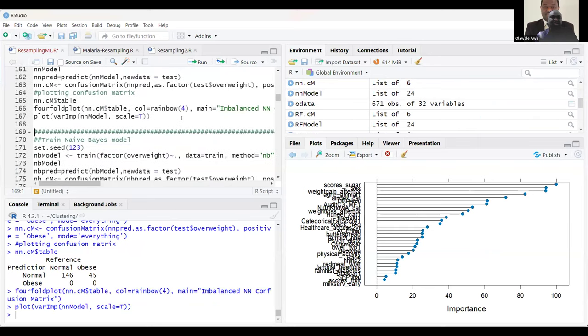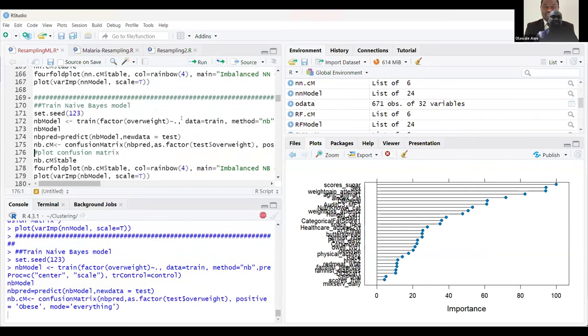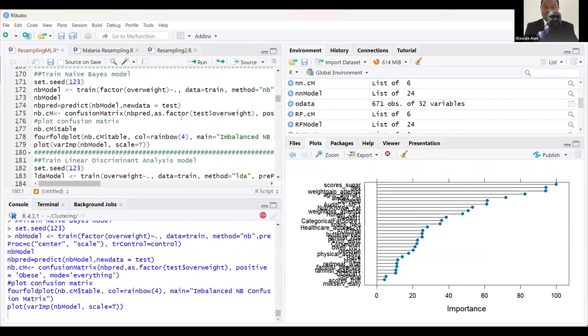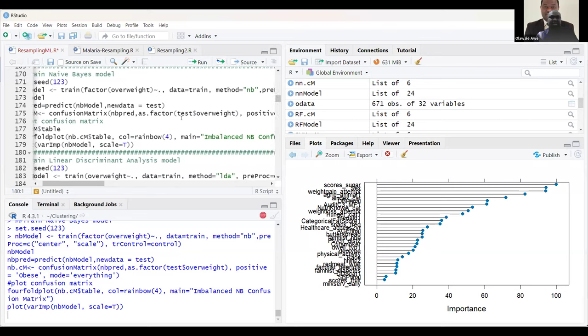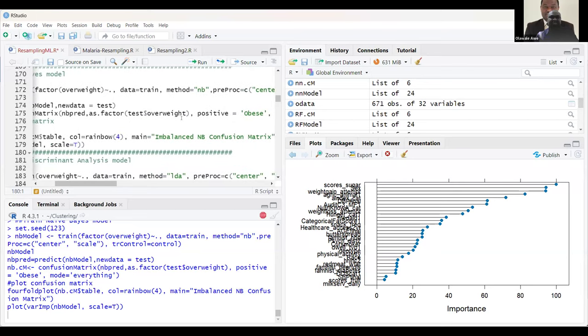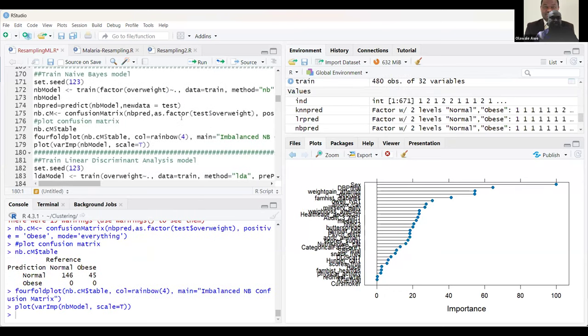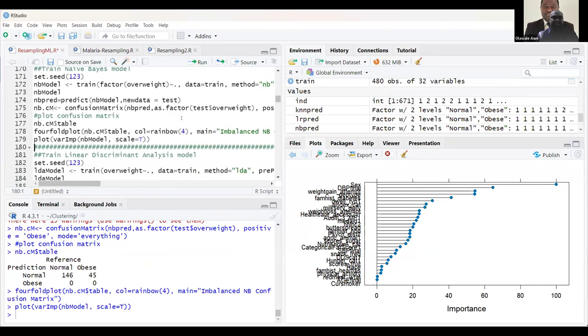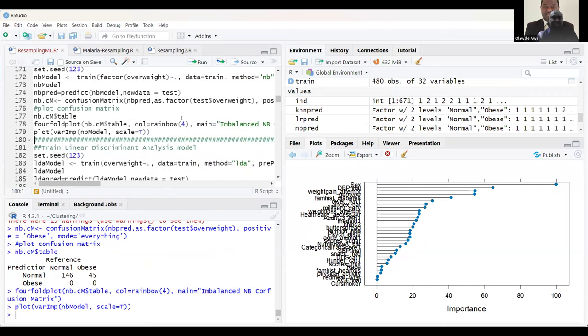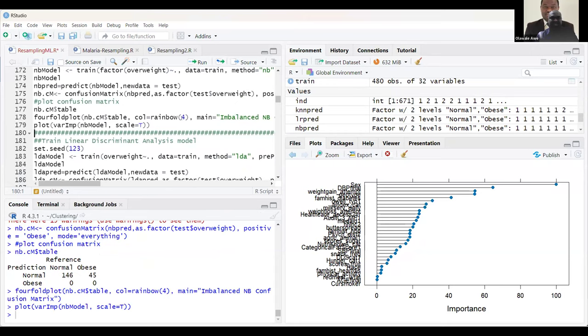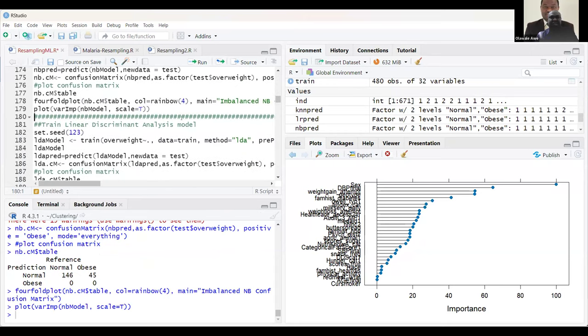Then we'll move ahead to naive Bayes very quickly, the same way. Naive Bayes is another powerful model for classification. This is basically a classification exercise. We would have considered a regression model if the target variable were numeric or continuous. But here, the target variable is categorical. That is why it is a classification exercise. It is categorical: either they are obese or not obese.